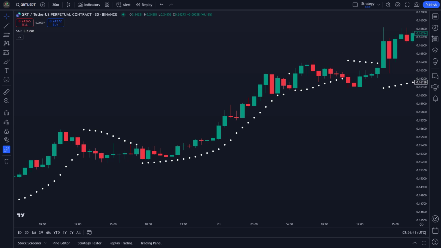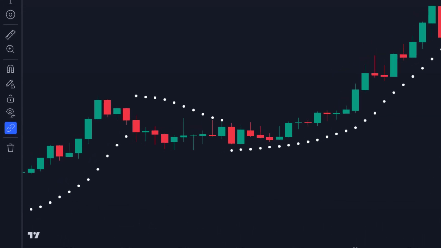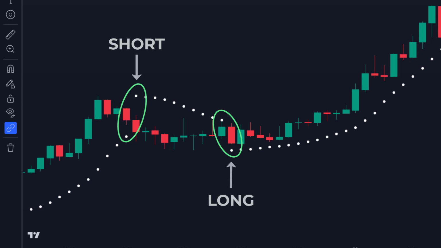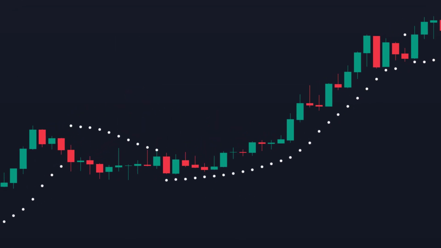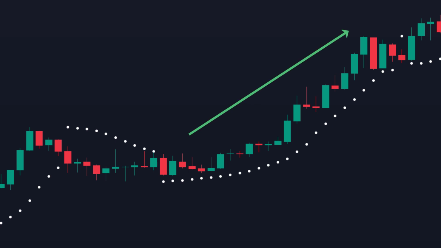It appears as a series of dots above or below the price bars. The key element with the Parabolic SAR is recognizing when the dots cross over the price. When this happens, it's considered a sign of a potential reversal, giving us a possible buy or sell signal. When the Parabolic SAR dots are below the price, it suggests the asset is in an uptrend. When the Parabolic SAR dots are above the price, it signifies a downtrend.